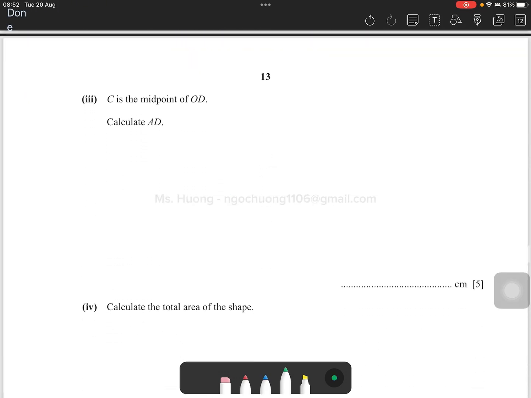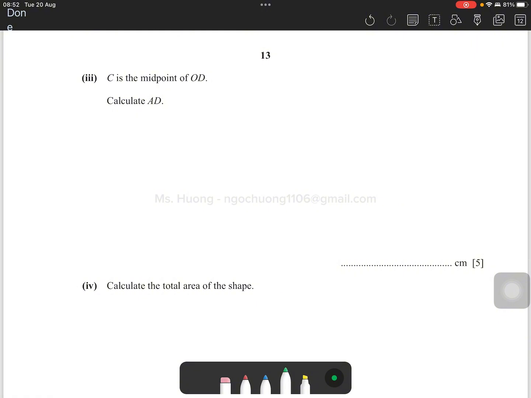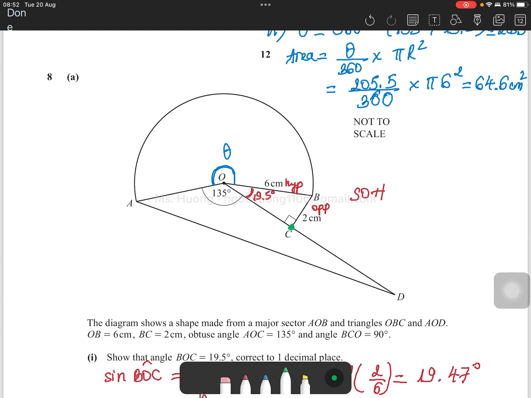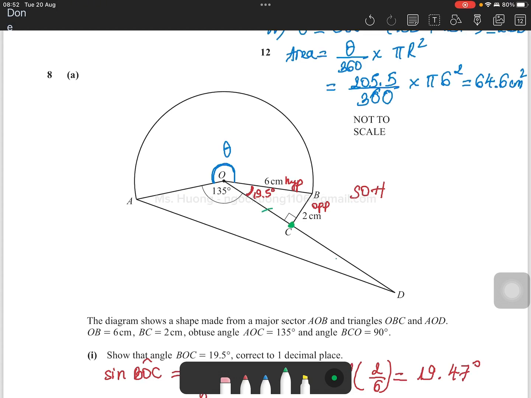Number 3. C is the midpoint of OD. Calculate AD. So let's take a look at this. C is the midpoint of OD, so OC is equal to CD. And we want to find the length of AD. AD is this line. Look at the triangle OAD. We know that the length of OA is 6 centimeters. And we can also find the length of OD by finding the length of OC first, because OC is in the triangle OBC.